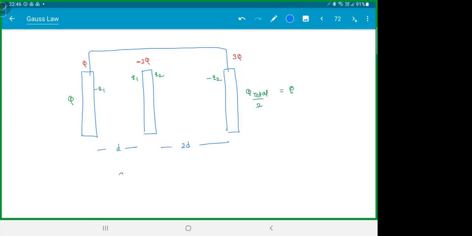And just now we proved Q1 into D is equal to Q2 into 2D. So Q1 is 2Q2. And we also know Q1 plus Q2 is minus 2Q. Substitute here. 3Q2 is minus 2Q. Q2 is minus 2Q by 3. Q1 is 4Q by 3. Done.